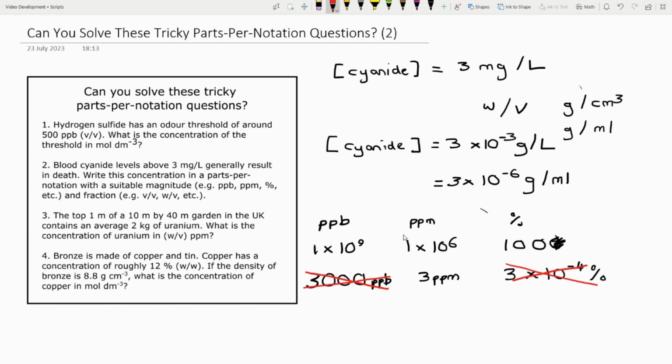So our concentration of cyanide in parts per notation would be 3 parts per million W over V. And this answers our question.